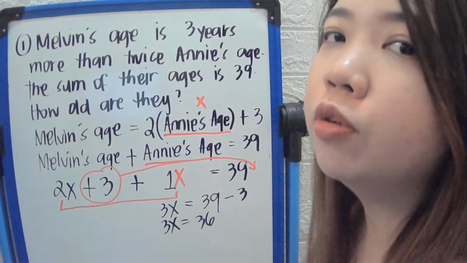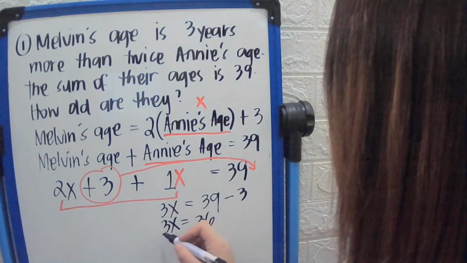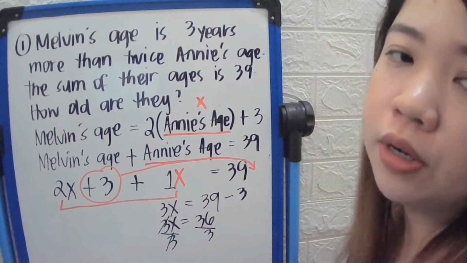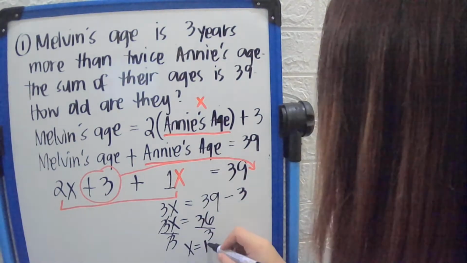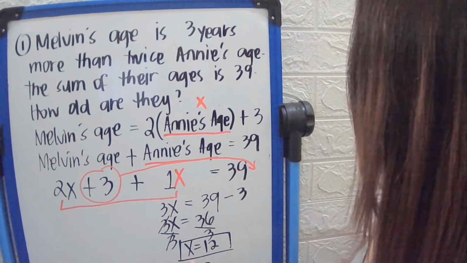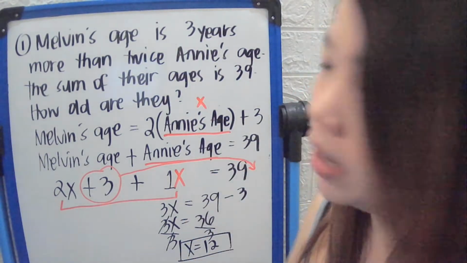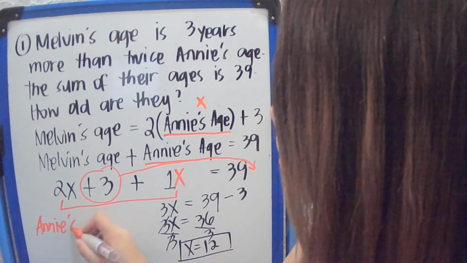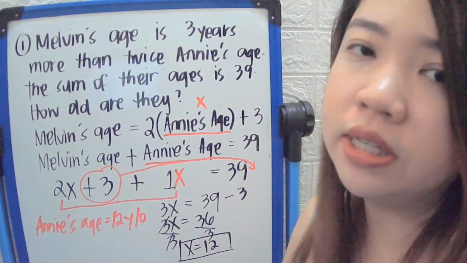Then, you only have to identify the value for x. So, since your x here, merong 3 na coefficient, you divide both sides by 3 para ma-cancel out po yun. So, your value for x is 12. Okay? Kasi 36 divided by 3, that will be 12. At sino ba si x natin dito? Si x, yun po yung age ni Annie. So, for your final answers, ulit na natin. Annie's age is 12 years old. So, 12 years old na si Annie.